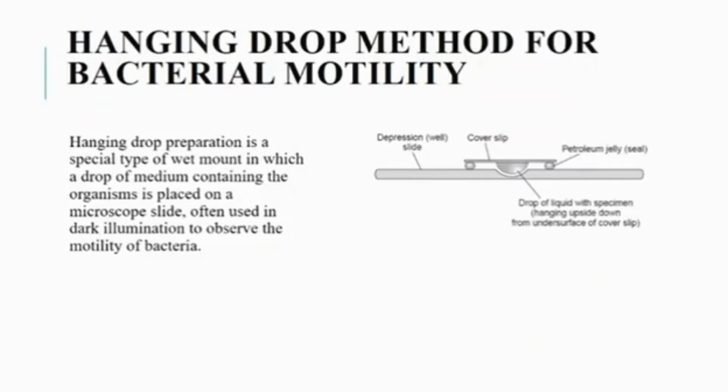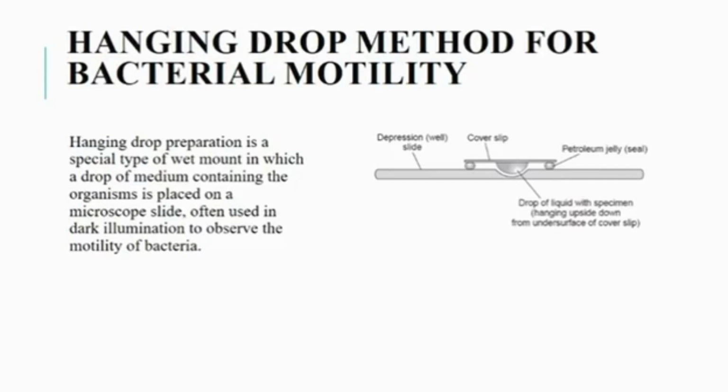Next, the indirect demonstration of the flagella can be done by the hanging drop method. This is the most common method which we perform in the labs for bacterial motility. The hanging drop preparation is a special type of wet mount in which a drop of medium containing the organisms is placed on a microscope slide, often used with dark illumination to observe the motility of bacteria. This setup is the hanging drop preparation, where we have a depression slide, a cover slip and petroleum gel.